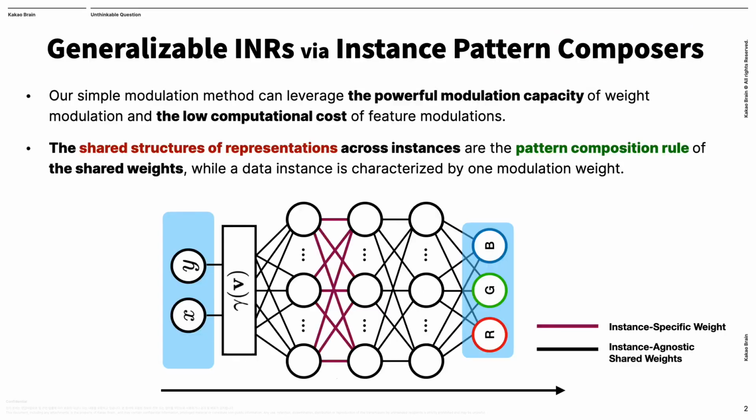In this study, we propose a framework for generalizable INRs via instance pattern composers. Our approach uses a coordinate-based MLP that is shared across multiple data instances, yet capable of representing individual data instances by modulating a small set of weight matrices. Specifically, modulating only one weight matrix in the second MLP layer is sufficient to achieve high-performing generalizable INRs that can effectively represent data instances as a continuous function.